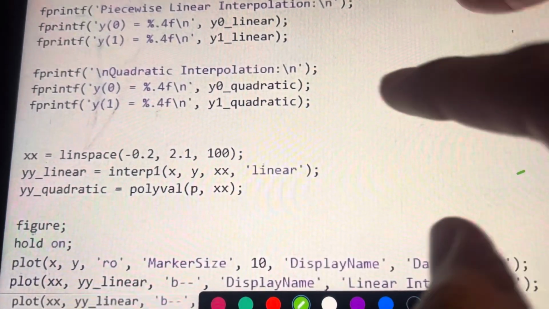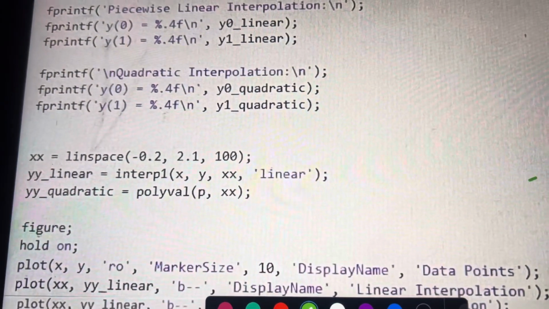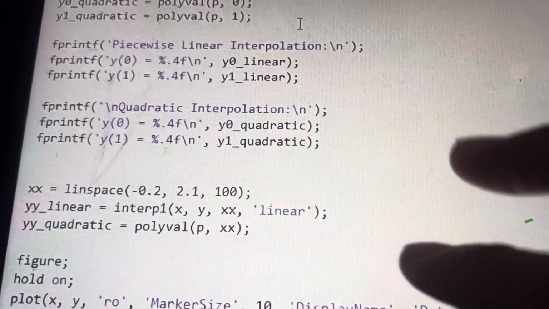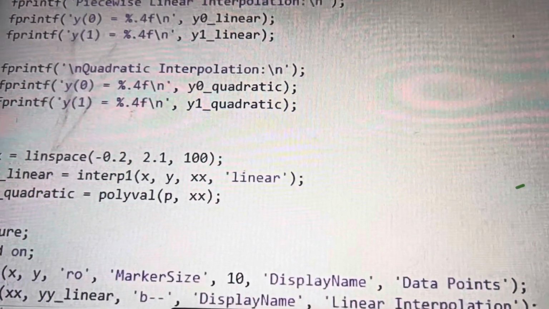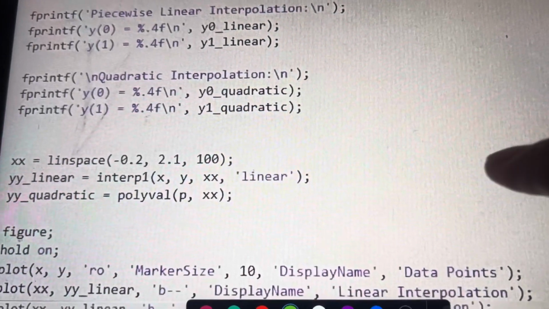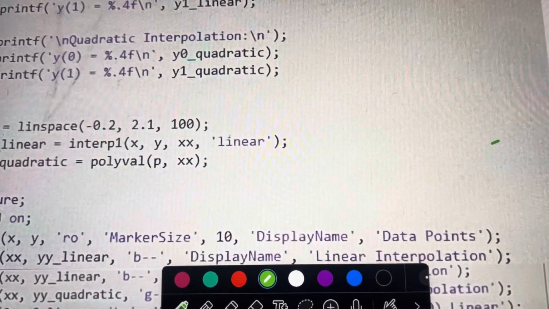This whole segment right here, basically what the fprintf does is it just prints the computed values, and it does it to 4 decimal places as we specify right here. The answers we get for both of the interpolation methods that the problem asks us to do will be displayed in the MATLAB command window.